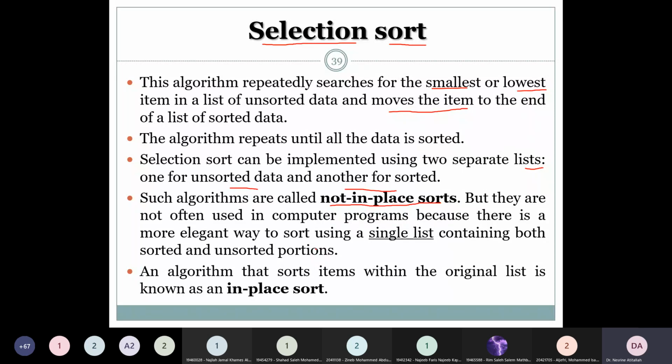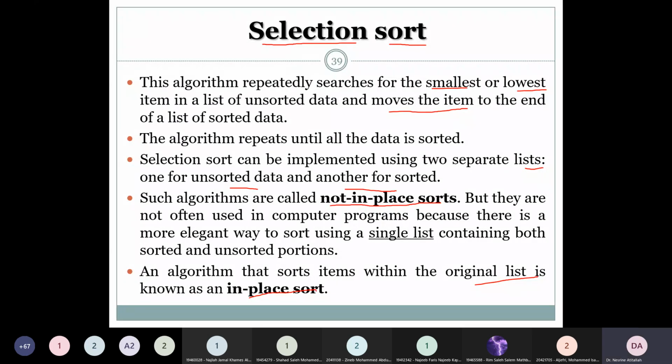So we need algorithms that use the same list. All the algorithms that sort items within the original list are known as in-place sorts. So there are two types: not in-place sorts and in-place sorts. The not in-place sort is not often used in computer programs because many resources will be used.